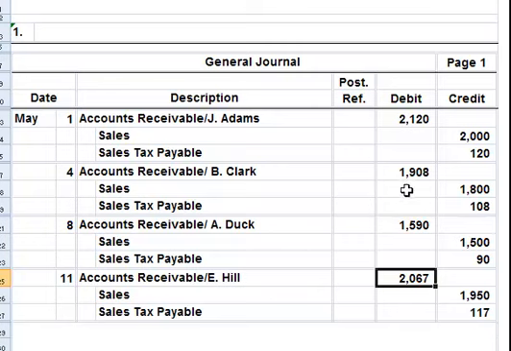Now, when you get into looking at the examples through the book, you want to make sure that when you go and post these accounts, in the post reference you're going to write the account, say accounts receivable is 113, then you would do a slash and then a check mark. I can't do a check mark here, but you would do a check mark to show that not only have you posted it to the accounts receivable account, but you've also posted this to J. Adams's account. So you'll be posting this $2,120 twice.